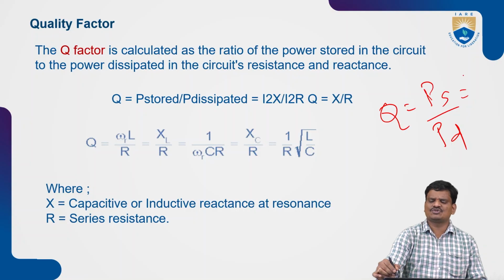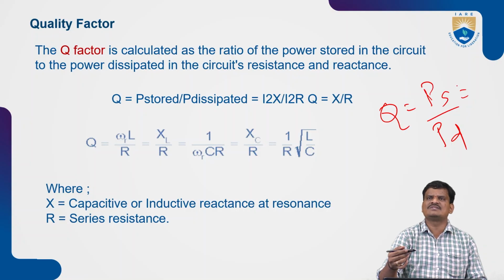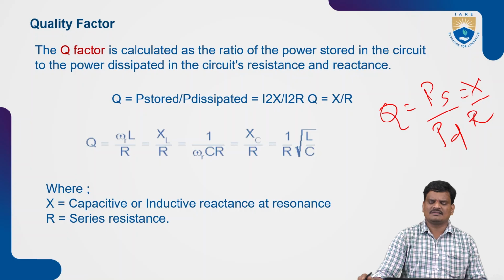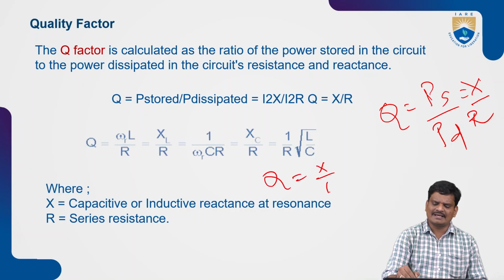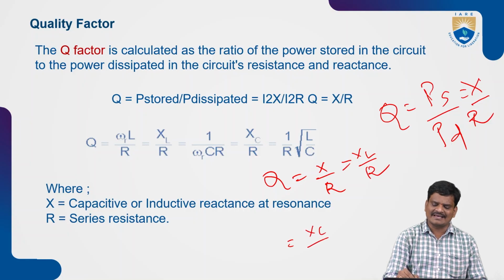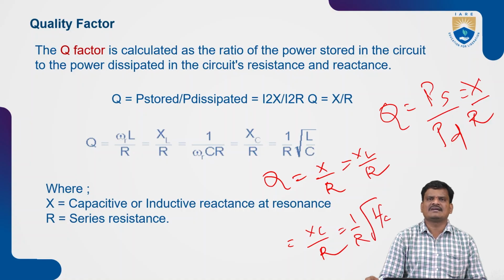Resistor. So I can say that storing is nothing but what? Either you may use an inductor or a capacitor, which is represented by X, and power dissipation is nothing but what? It is represented by the letter R. And the formula: Q equal to X by R. If it is an inductive reactance, it can be written as XL by R. If it is a capacitive reactance, it can be written as XC by R. Yes or not? So finally, I can replace it with the value of 1 by R under root of L by C, where X is the capacitive or inductive reactance at the resonance condition, and R is the resistance offered by the circuit.